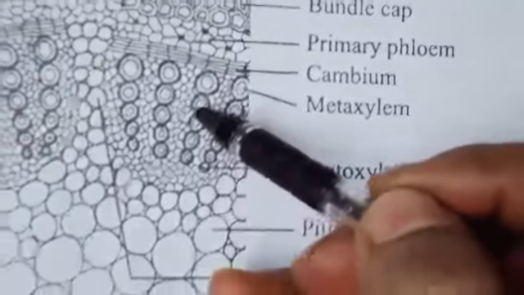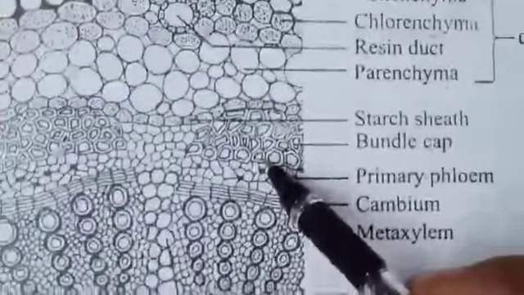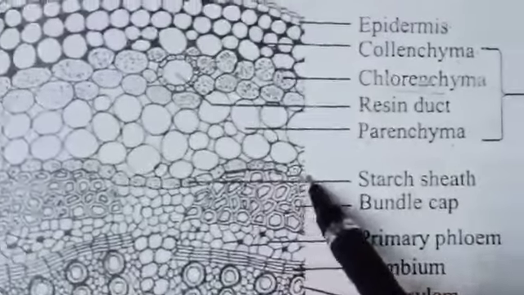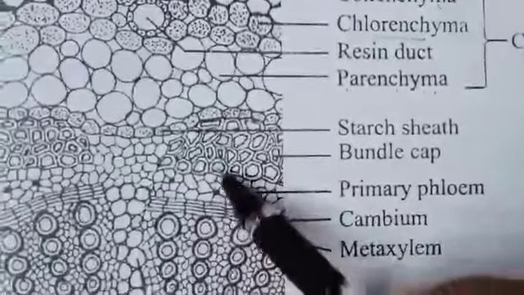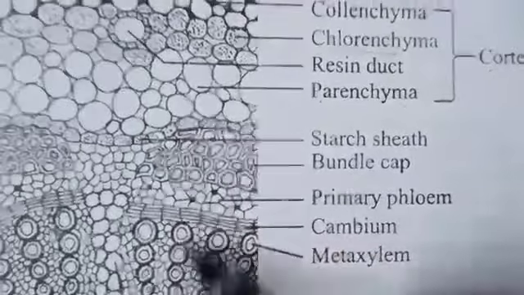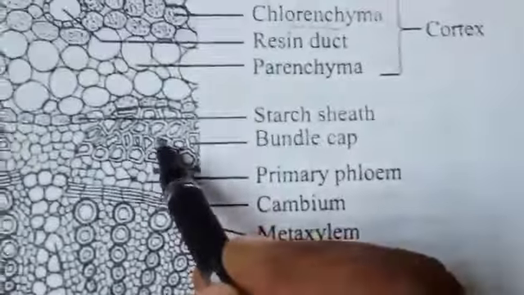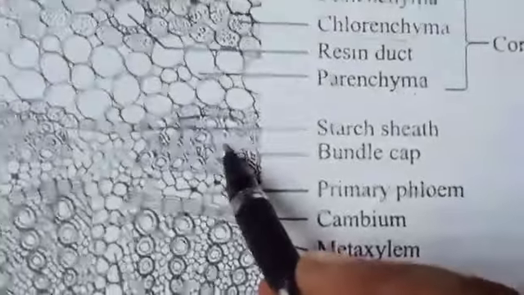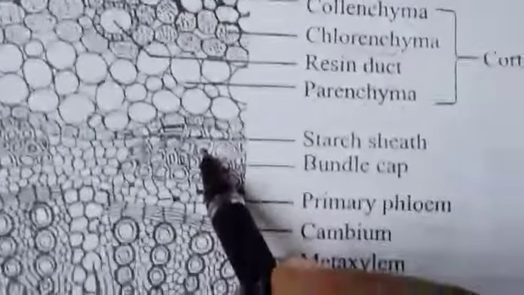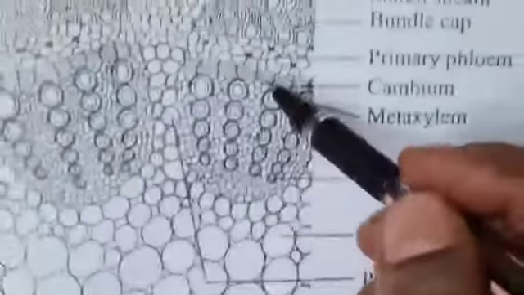Phloem, cambium, xylem. Next, pericycle. It occurs between the vascular bundles and the endodermis. This is the endodermis, this is the vascular bundles, and in between is the pericycle. It is multi-layered parenchymatous with alternating patches of sclerenchymatous tissue. Next, vascular bundle. Vascular bundles are conjoint, collateral, endarch and open. They are arranged in the form of a ring around the pith.